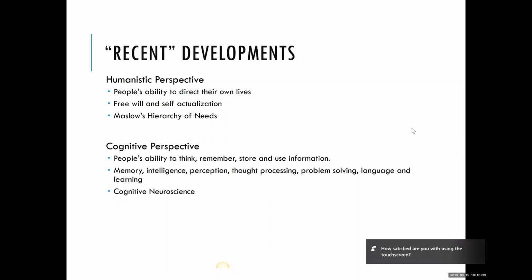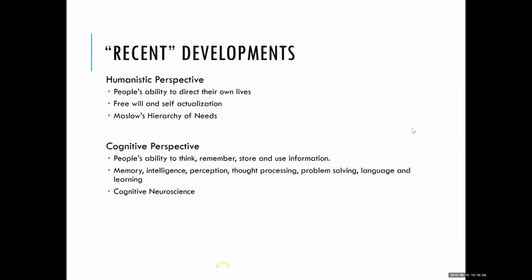Self-actualization is actually a concept that comes out of Maslow's hierarchy of needs. The cognitive perspective deals with people's ability to think, remember, store, and use information. Cognitive and neuro are my favorites. So cognitive neuroscience is kind of where those two ideas blend.